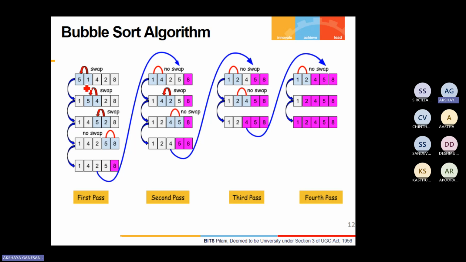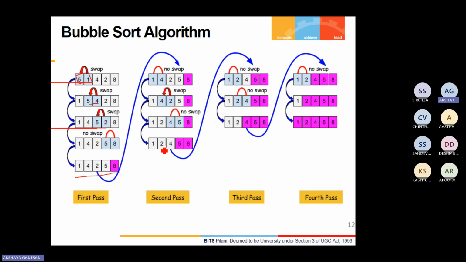First, say 5, 1, 4, 2, 8 is there. You will compare 5 and 1. Since 1 is smaller, you will swap 1 and 5. Now you will compare 5 and 4. Since 4 is smaller, you will swap 4 and 5. Then you will compare 5 and 2. Since 2 is smaller, you will swap 2 and 5. Then you will compare 5 and 8. Since 8 is bigger, it's not smaller, it will remain in its place. So the first iteration till the end of the array is completed. And what do you observe after the first iteration? That the largest element in the array will come to its position.